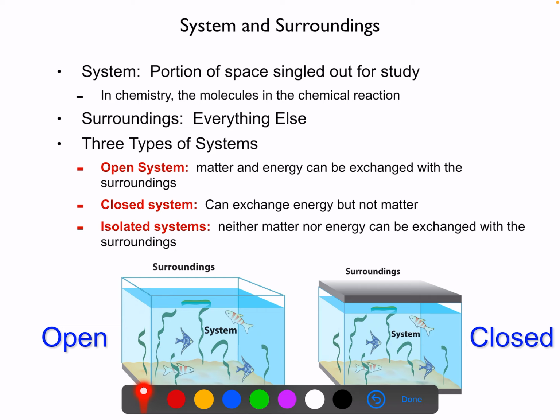In a closed system, we'd have a lid on the fish tank. In this case, matter cannot go in or out, so you can't feed the fish, and the fish can't escape. But you can still put it under a heat lamp and transfer heat in the system, or heat can leave the system. In an isolated system, you can imagine taking your closed system and insulating this really well. At that point, heat can't get in, heat can't get out, matter can't get in, matter can't get out. So that would be an example of an isolated system.